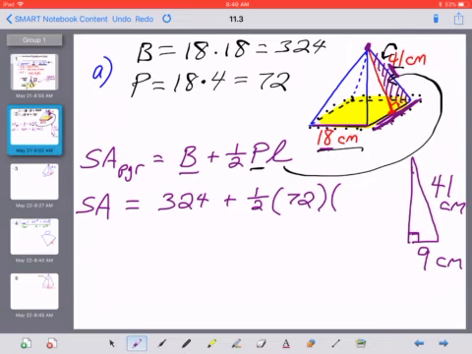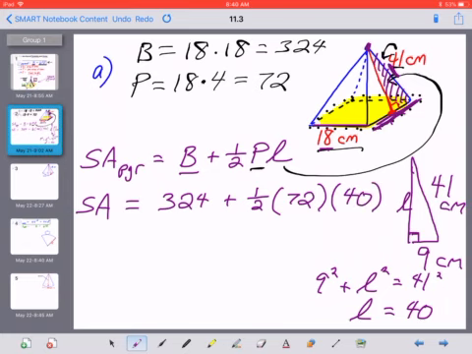So we could use the Pythagorean theorem now in order to figure out the length of L right here, the slant height. And we could set up something like 9 squared plus our L squared is going to equal 41 squared. And if we do the work on that, that one is going to work out to be exactly 40. That's actually a Pythagorean triple, everybody. So 40 is going to go right there for the length of our slant height. And now at this point, guys, I would grab my calculator.